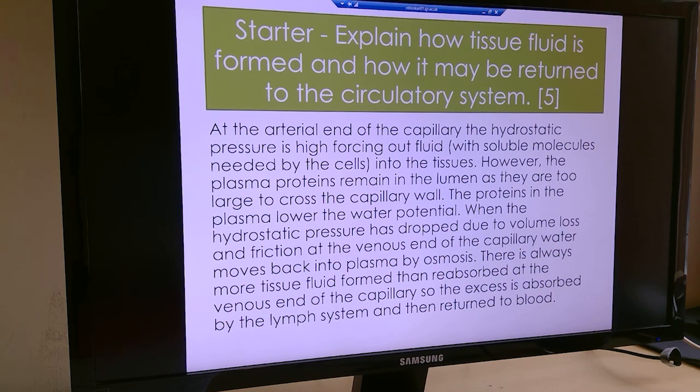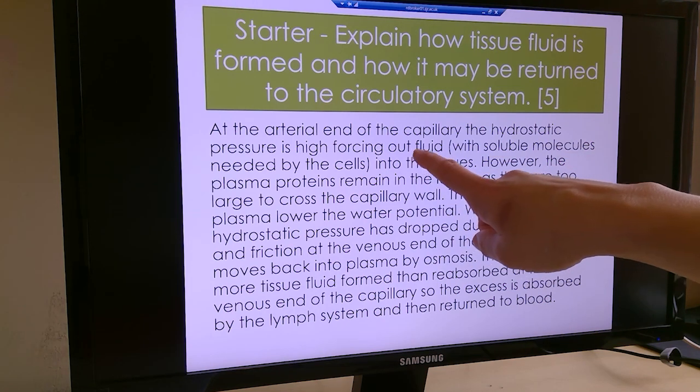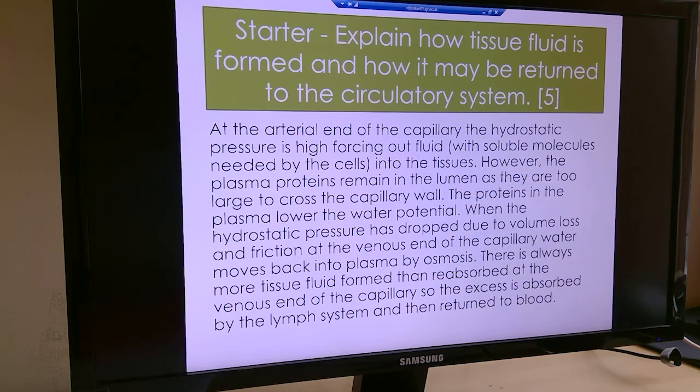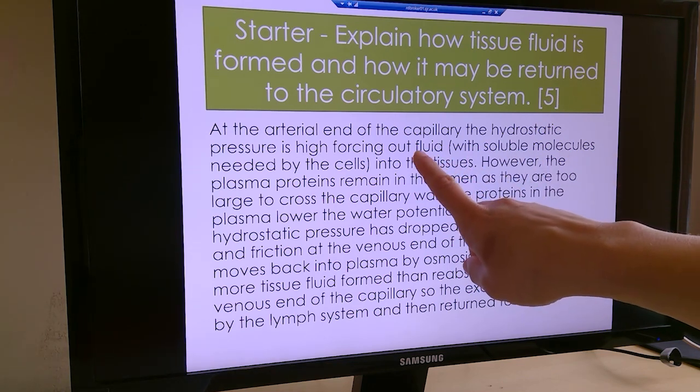So at the arterial end of the capillary, the hydrostatic pressure is high, forcing out fluid. Okay, so that's going to be underlined in the exam. It has to be the word fluid. They don't want water, they don't want plasma. Both of them are incorrect. Okay, so make sure that you've got fluid there.